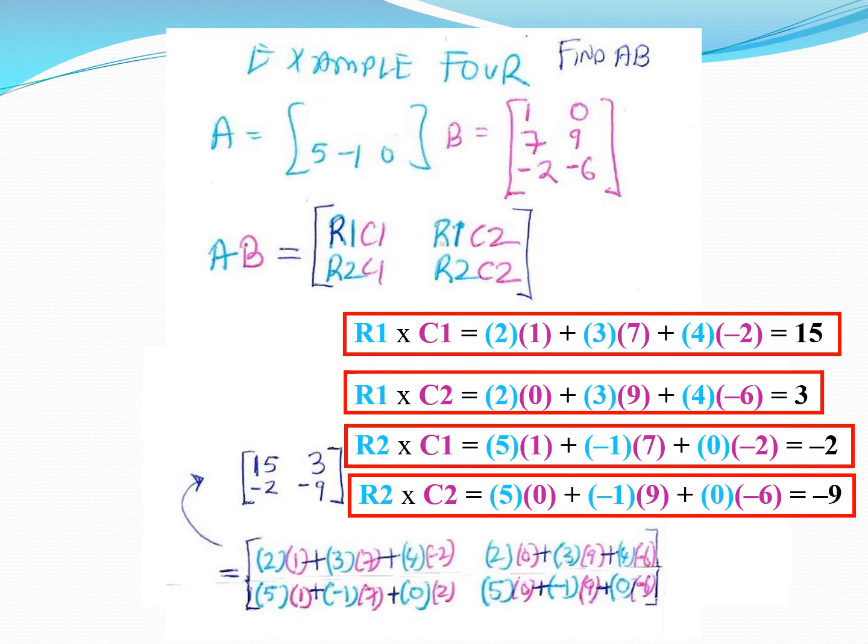And then this here is just a summary of how we piece it together. So 15 is row 1, column 1, 3 is row 1, column 2, and likewise minus 2 and minus 9 slot in there, and there's the final answer.